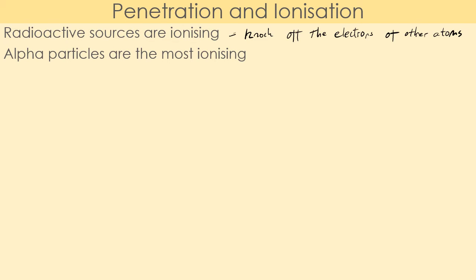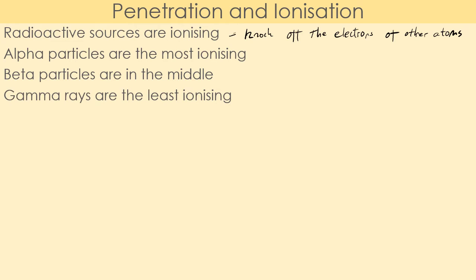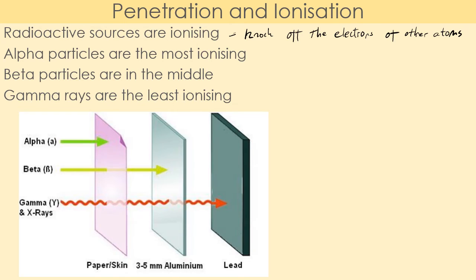Now, alpha particles are the most ionizing. These are the most dangerous. They will knock off anything they come into contact with straight away. Beta particles in the middle, they're a little bit ionizing. Gamma rays are the least ionizing. They will pass through a lot of things before ionizing them.